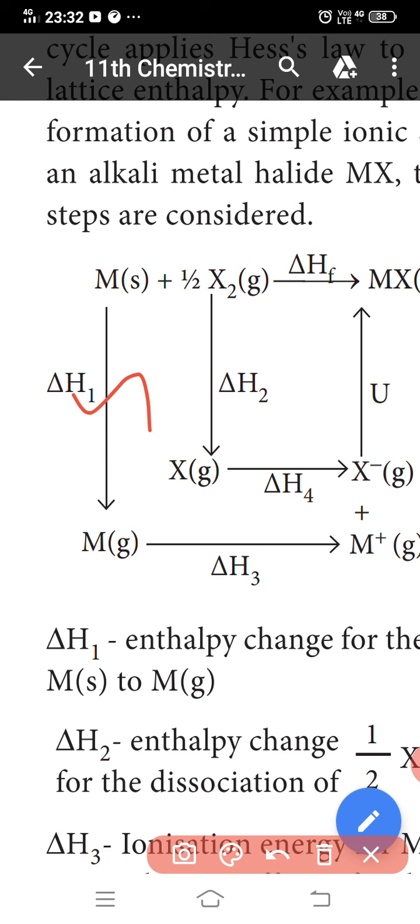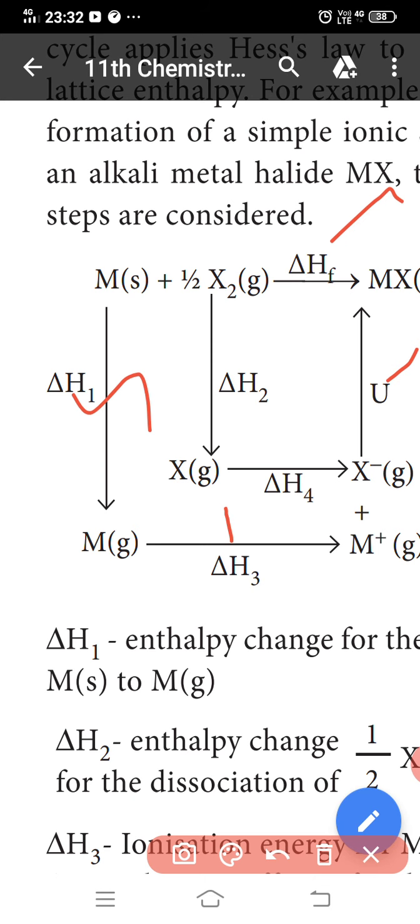The next one, half X2 reacts, ΔH2, to give X. This is the dissociation. Then X to X minus, this is the electron affinity. U means the lattice energy. ΔHf means the molar heat of formation.